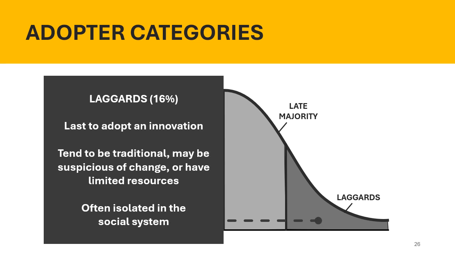And finally, the last to adopt an innovation are the laggards. They tend to be traditional, they might be very suspicious of change, or they might just have limited resources, and they're often isolated in the social system.